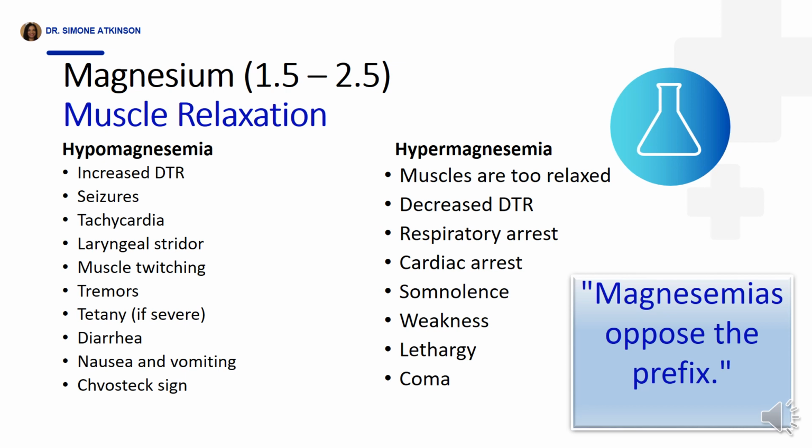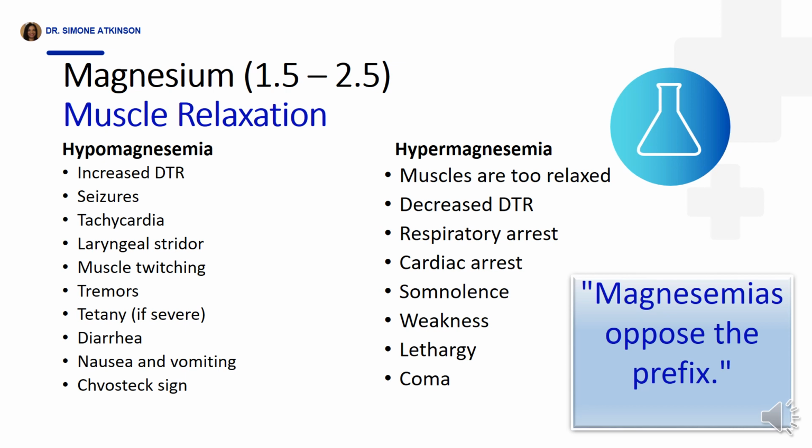So a magnesium level below 1.5 triggers a cascade of excited events, right? So increased deep tendon reflexes, tachycardia, seizures, laryngeal stridor, muscle twitching, tremors, tetany, diarrhea, nausea and vomiting, and positive Chvostek signs. So these are excitable symptoms. So given these symptoms, it's evident that the muscles are on high alert when you have low magnesium levels, and the remedy to fix these symptoms would therefore involve administering magnesium to restore calmness to the muscles.